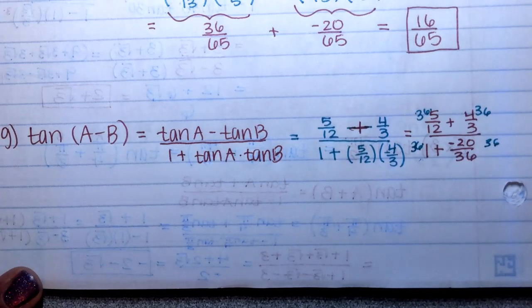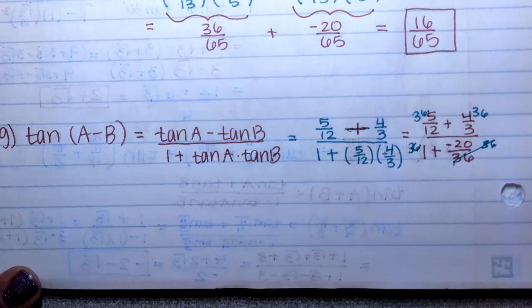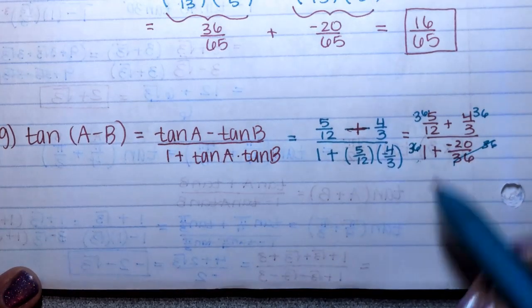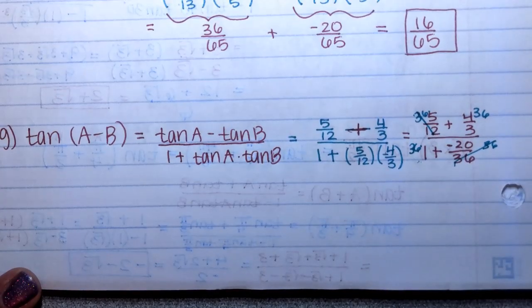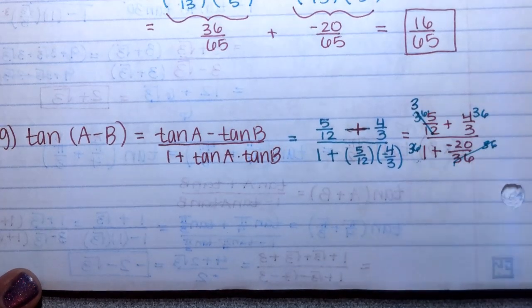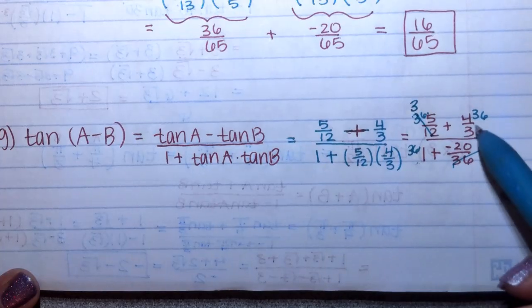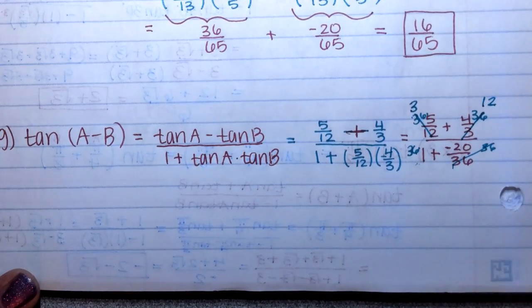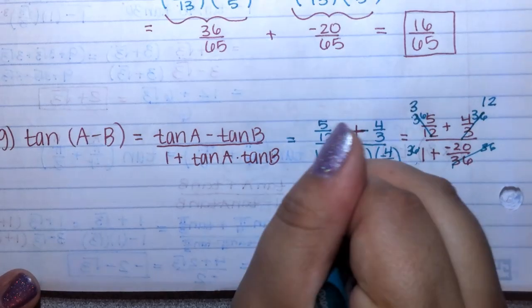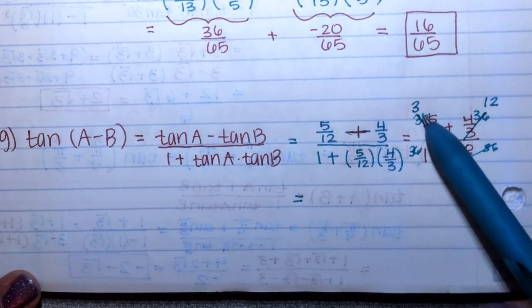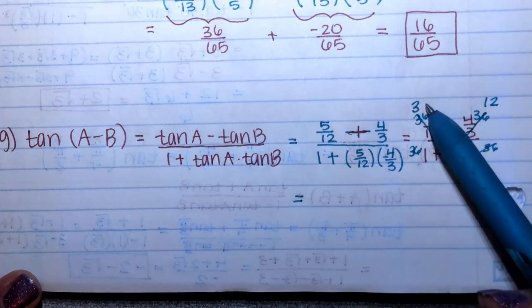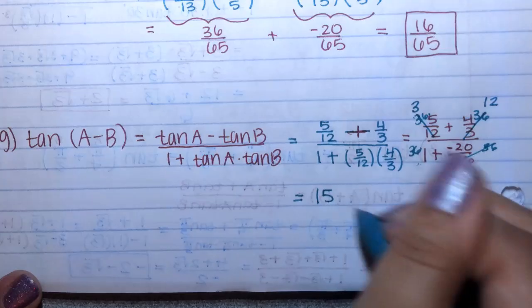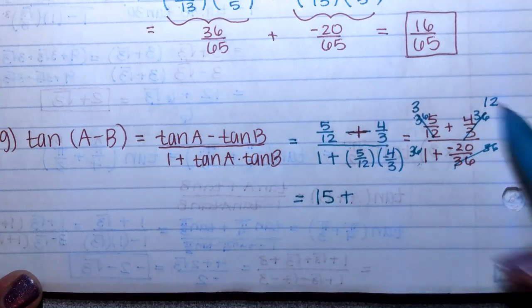When I do that, look up, those cancel. These semi-cancel. What is 36 divided by 12? That's going to leave me with a 3 in the numerator. What is 36 divided by 3? That's going to leave me with a 12 in the numerator. So what am I going to be left with here? What's 3 times 5? 15. Plus, what's 4 times 12?